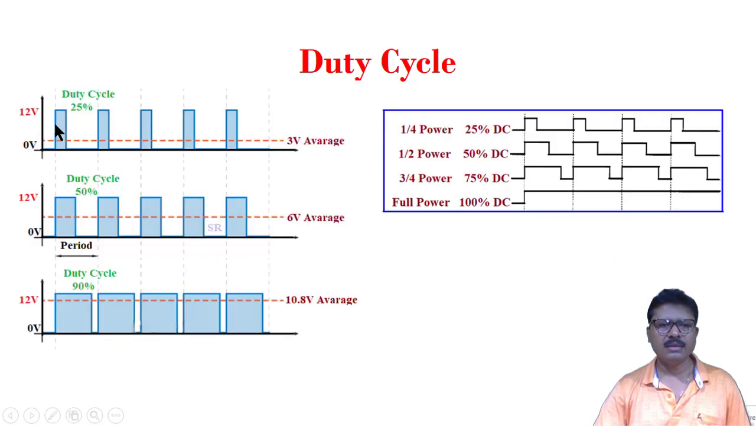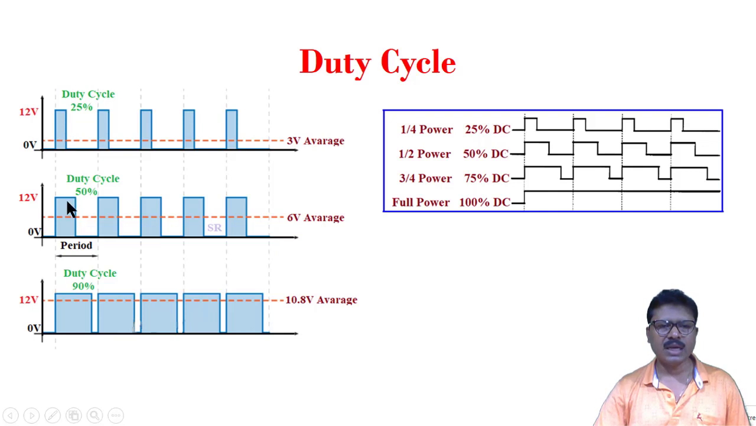See here, this is on time and this is the off time. Again this is on time, this is the off time. So 1 unit on time, 3 units off time. So 1 divided by 4, that is a 25% duty cycle. If the duty cycle is 25% and the highest value is 12, then the average power is 3 volt. Means 12 multiplied by 1 by 4. 25% means 1 by 4.